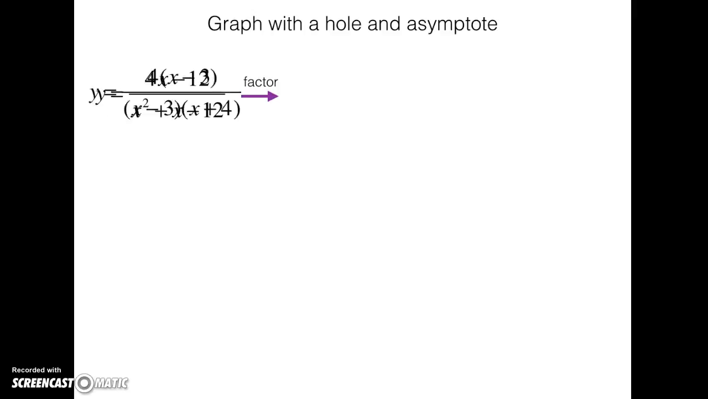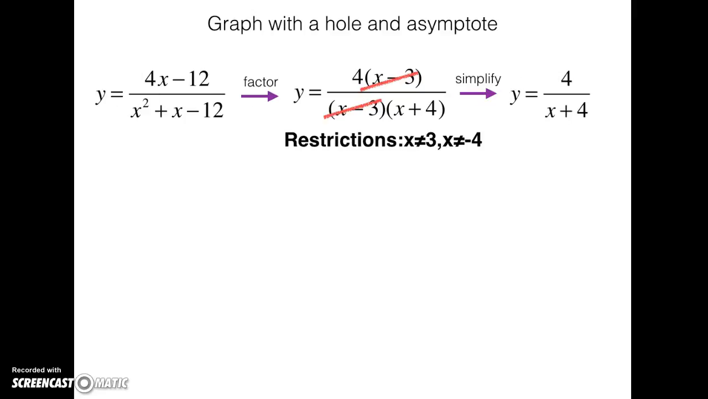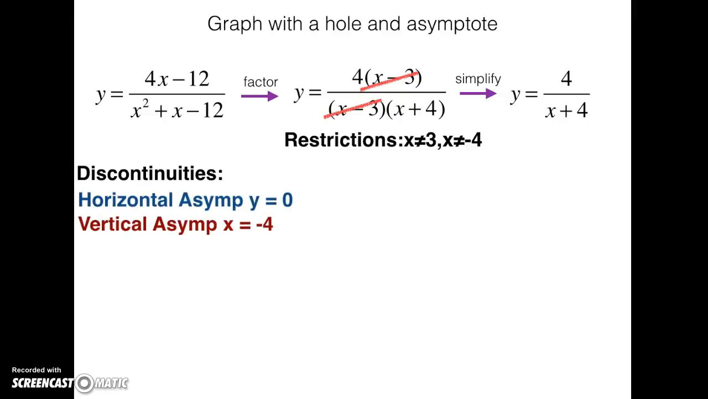First, we factor in order to find the restrictions. The restrictions are at positive 3 and negative 4. We're going to cancel out any factors that we can and simplify. Y equals 4 over x plus 4. The discontinuities for this function: the horizontal asymptote is at 0, the vertical asymptote is at x equals negative 4.